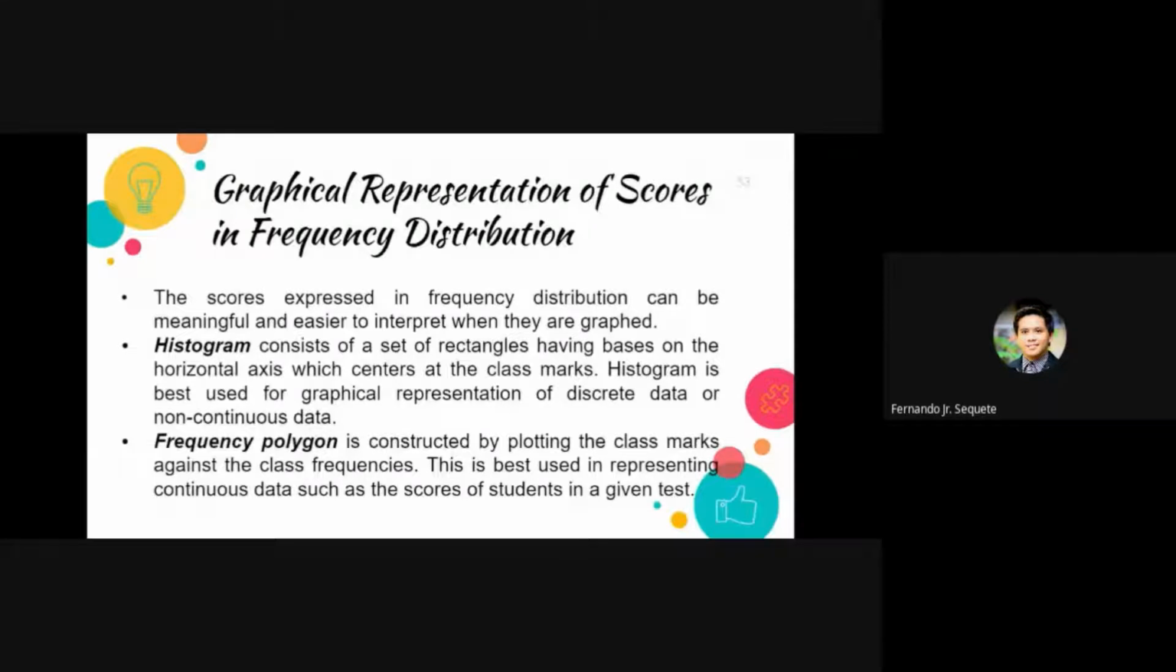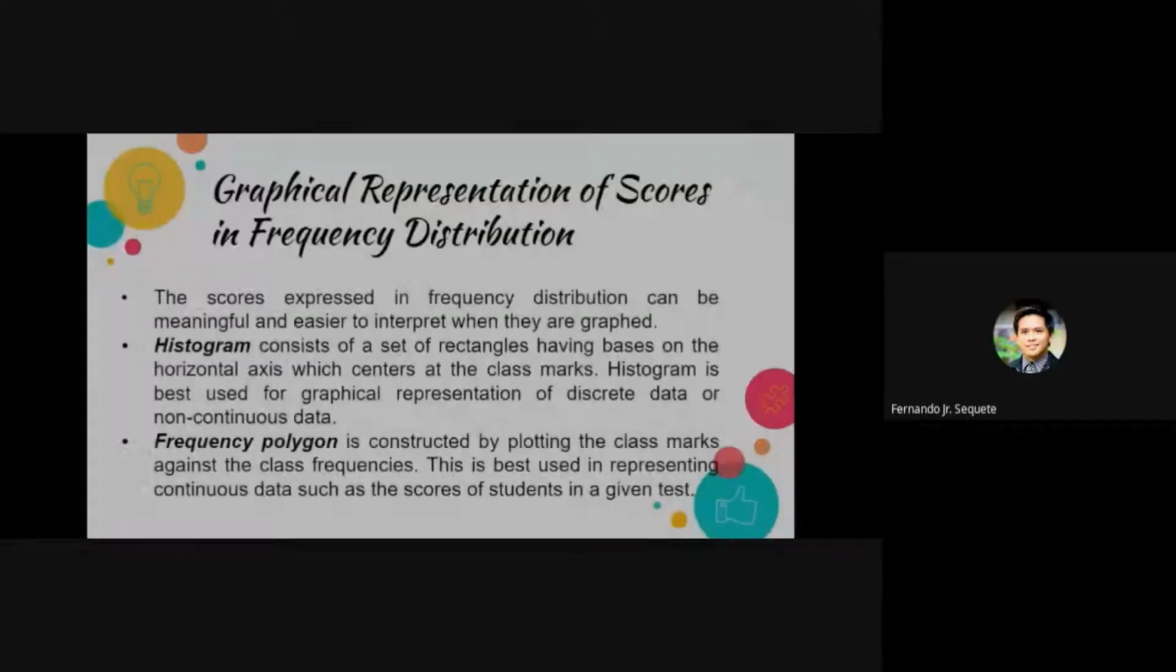So again, we have two graphical representations of scores in frequency distribution. You just have to look at the definition and description of each to see where each is best used. For histogram, this is best used for discrete data. For your frequency polygon, it is best used for your continuous data. Okay, so those are the two graphical representations. Question so far? None so far, sir.